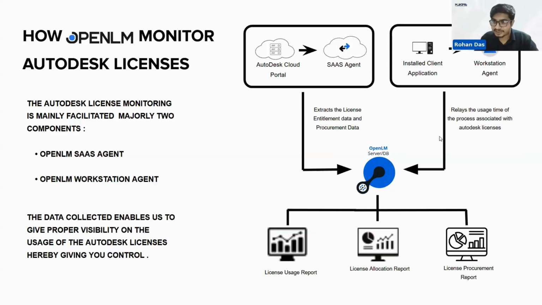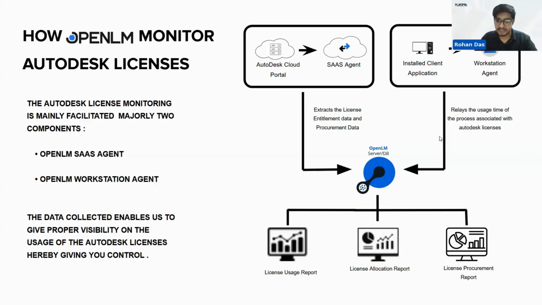And the workstation agent, on the other end, relays the information of the usage type. They work in parallel. The workstation agent gives you the information of the actual usage of what the user is using, and from the SaaS agent, you get the information of who is using it. By relating this to any process attached to the Autodesk license, we can effectively monitor the actual usage, not only giving you the start time and end time and the usage, but also monitoring the idle time. How the actual usage is calculated is done totally from our backend. So the data collected gives us proper visibility on usage of Autodesk licenses.